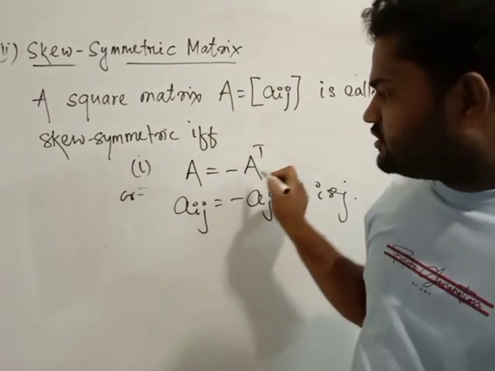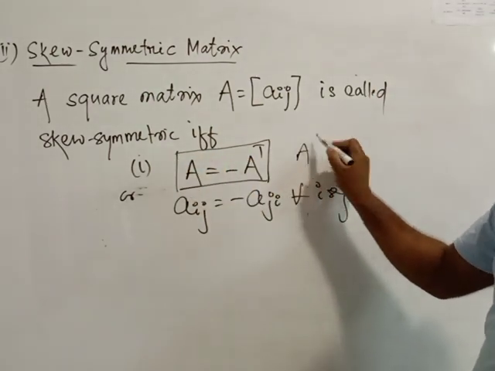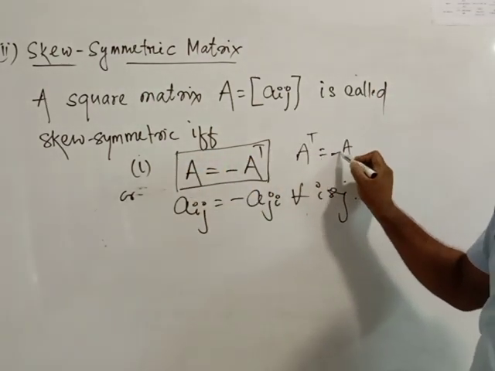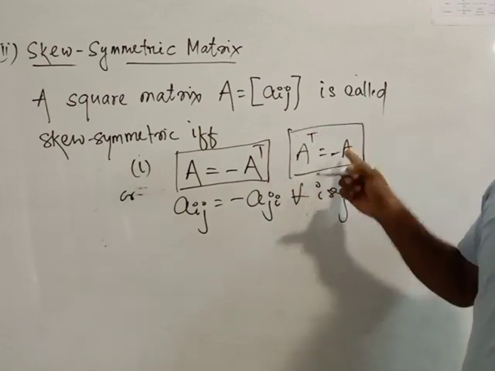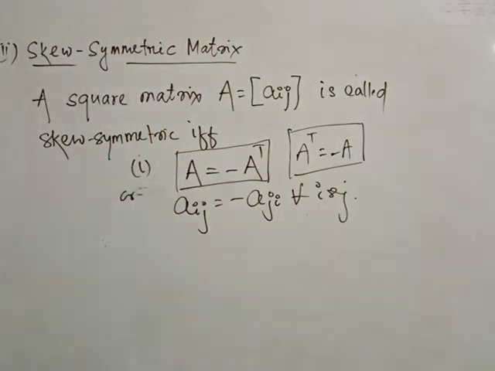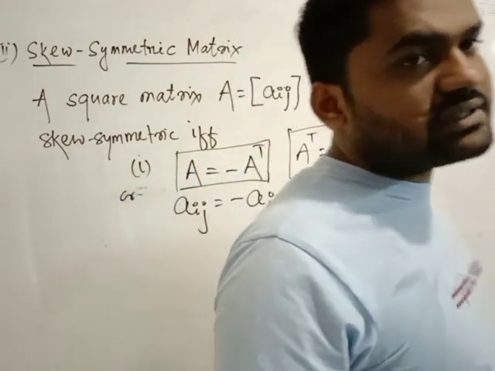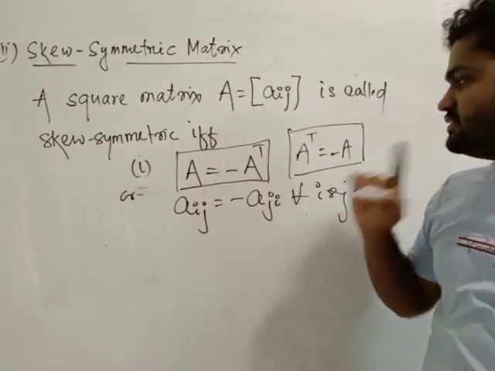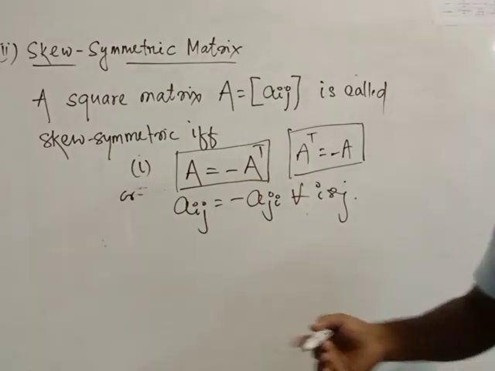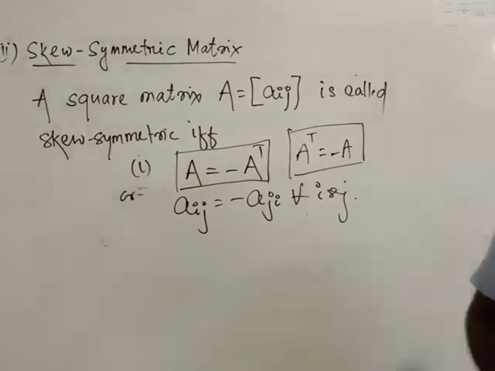So if the transpose of a matrix is equal to its negative, that is, A transpose equal to minus times A, then we call it a skew symmetric matrix. A transpose equal to A, then it is called symmetric matrix. A transpose equal to minus A, then it is skew symmetric matrix. Or simply, Aij equal to Aji, then that is symmetric, and Aij equal to minus times Aji, then that is skew symmetric matrix.